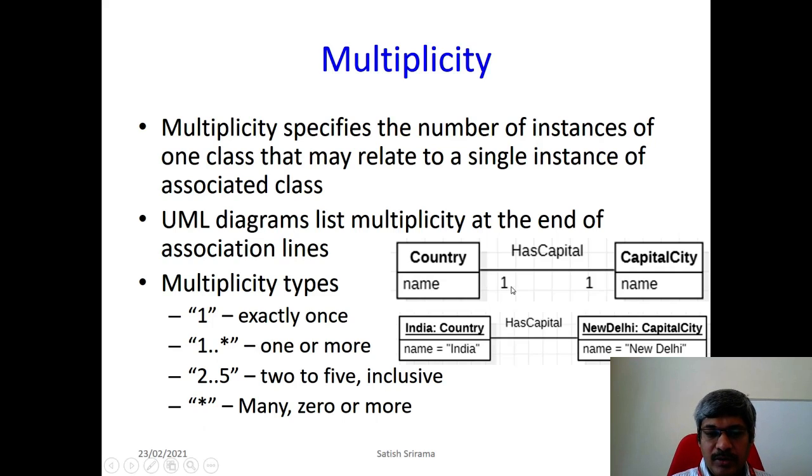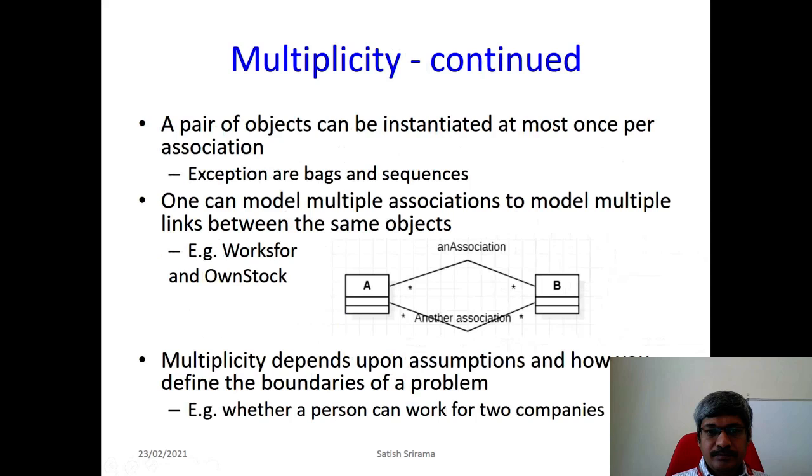The star, if you put it, shows multiplicity with many. That means 0 or more. So this is about multiplicity.